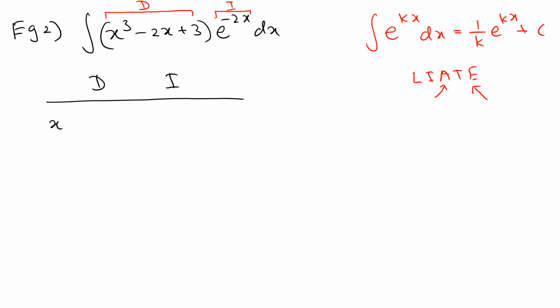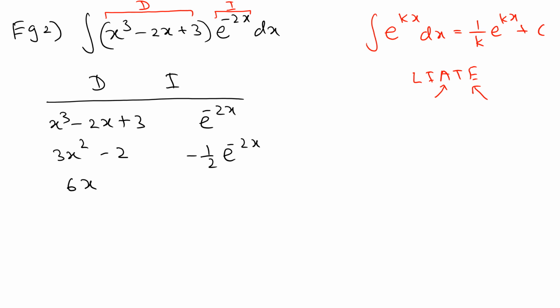So we have x cubed minus 2x plus 3, and e to the negative 2x. We take the derivative first, so it is 3x squared minus 2. If you take the integral, you have to divide by negative 2. That means multiply by negative 1/2. So negative 1/2 e to the negative 2x. And take the derivative, so it is 6x minus 0, we don't write it. And divide by negative 2 means multiply by another negative 1/2. So that means 1 over 4 e to the negative 2x. And then take the derivative, which is going to be 6. And when you multiply by negative 2 again, it's negative 1 over 8 e to the negative 2x.